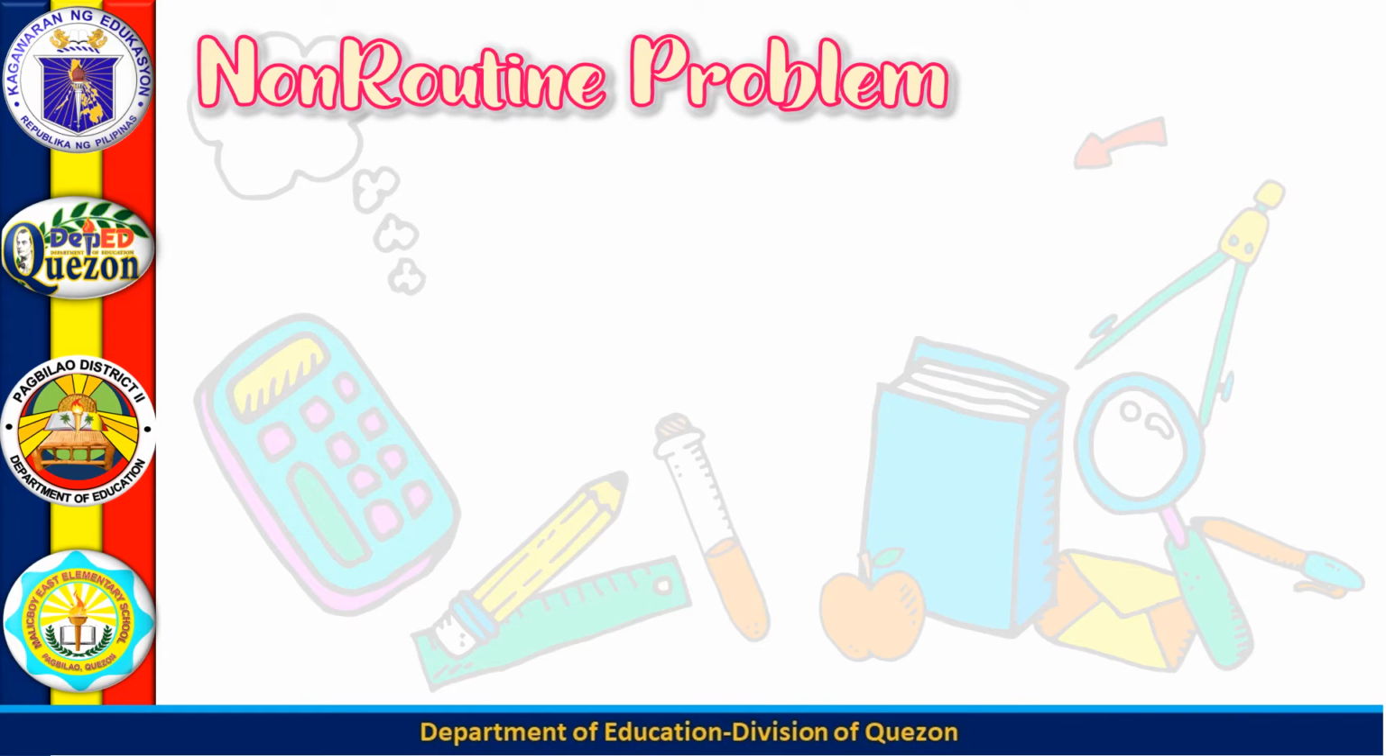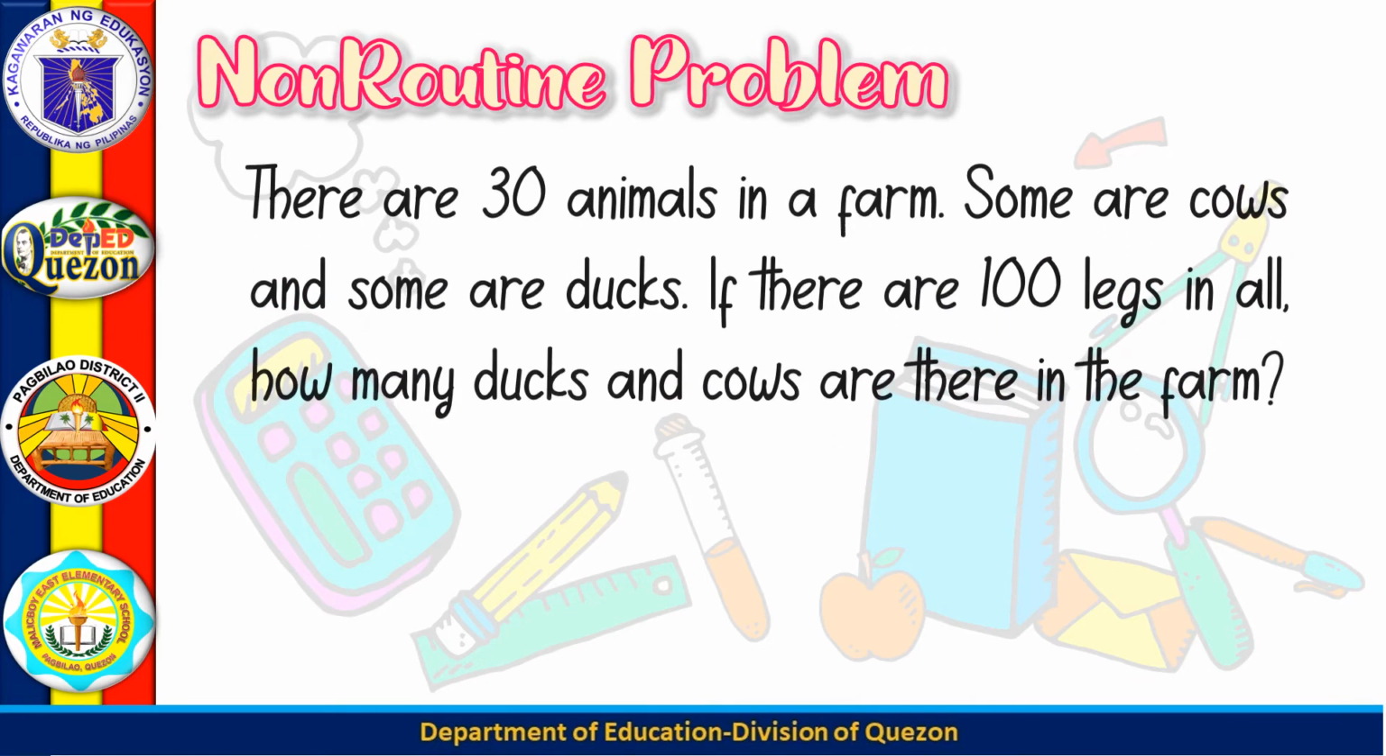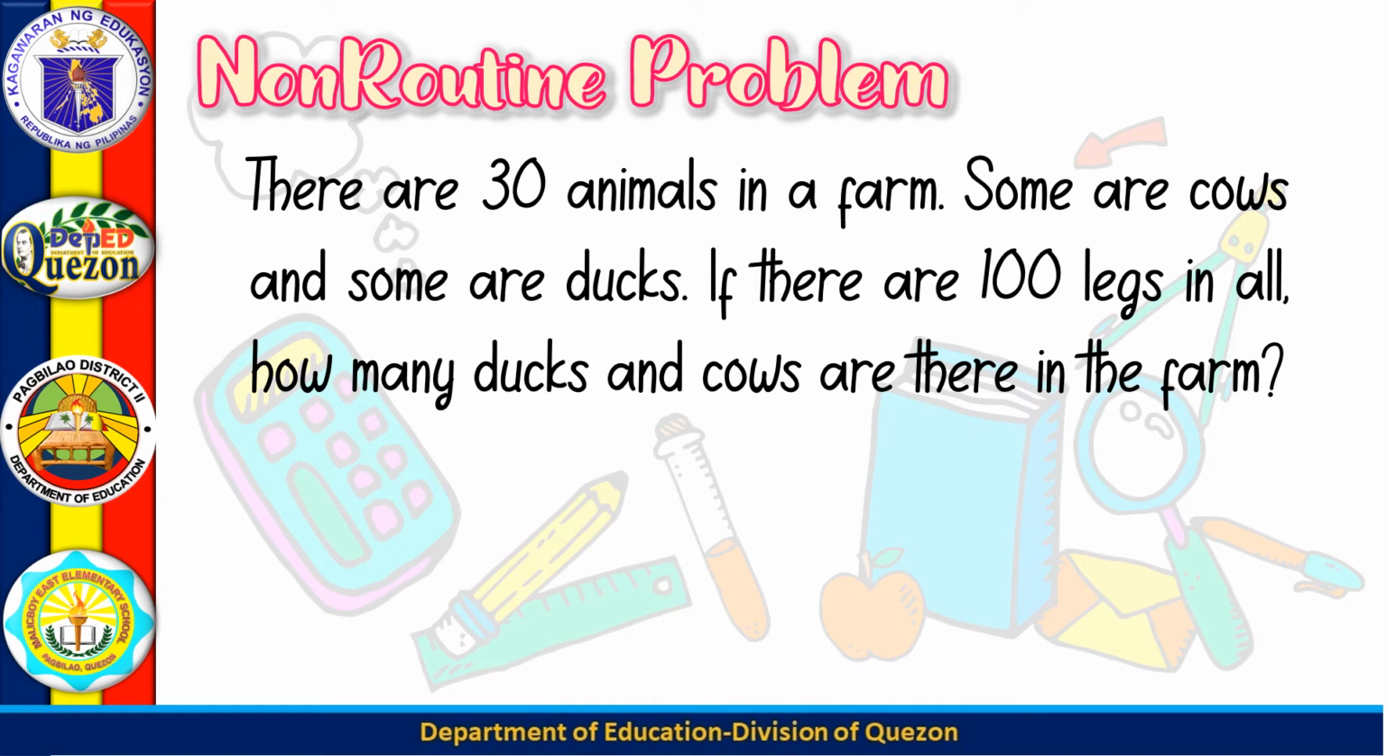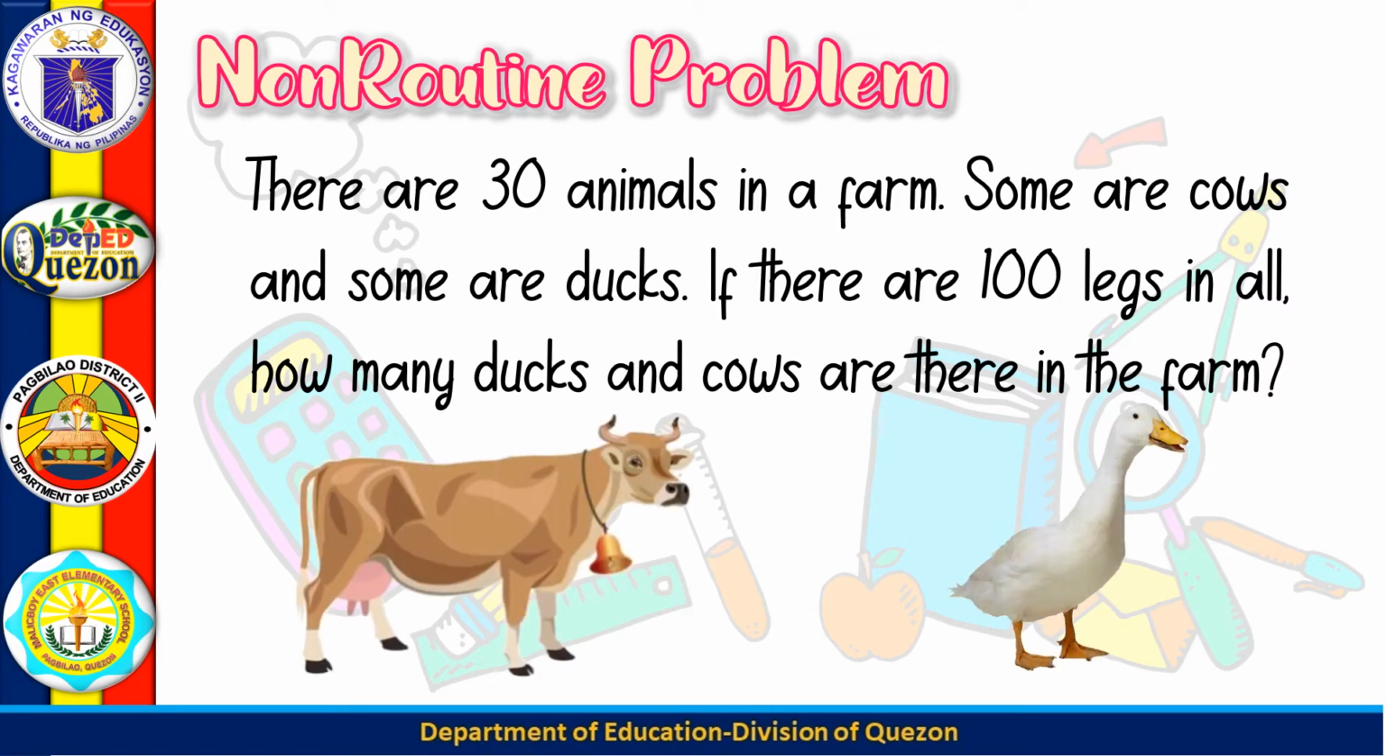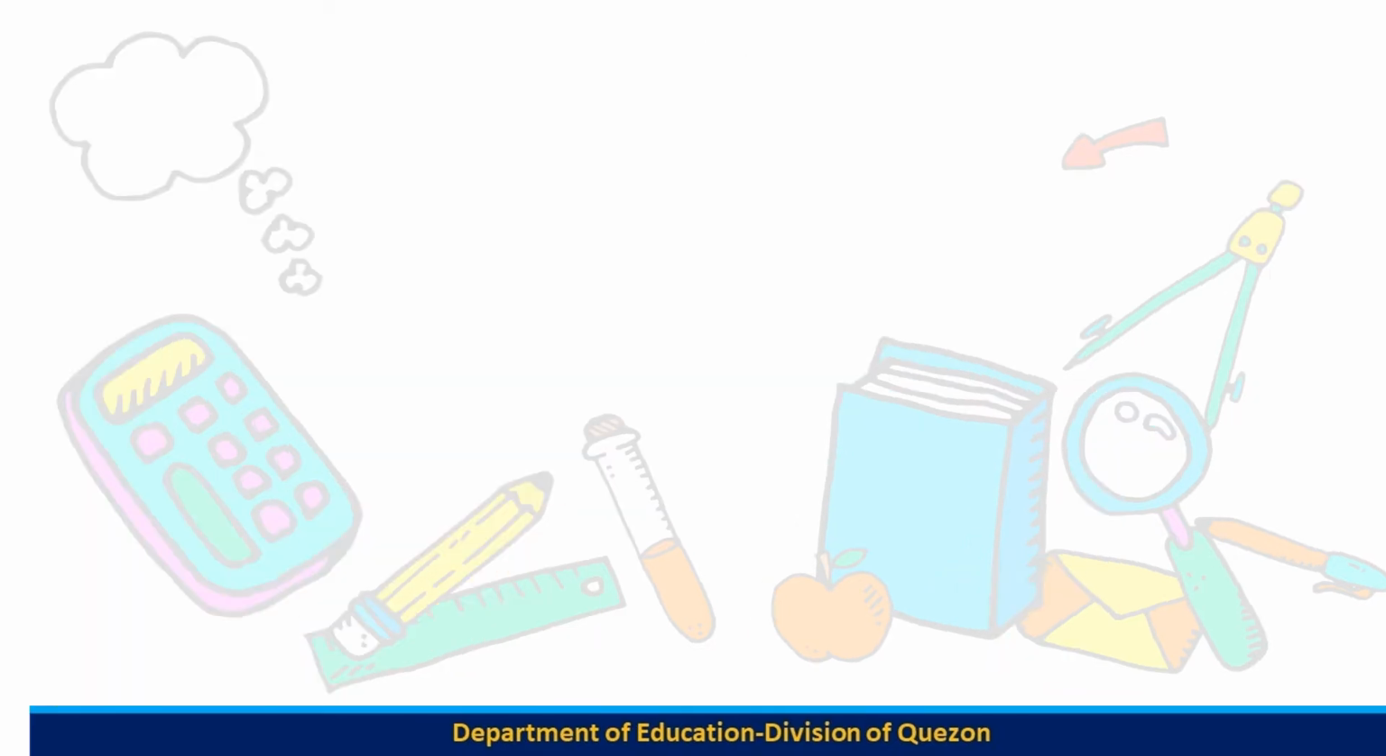Let us try a non-routine problem. There are 30 animals in a farm. Some are cows and some are ducks. If there are 100 legs in all, how many ducks and cows are there in the farm? These non-routine problems develop your reasoning power. Different techniques will be acceptable in solving non-routine problems. So meaning, it's your choice how you will find the correct answer.